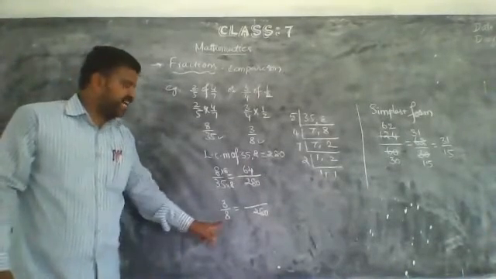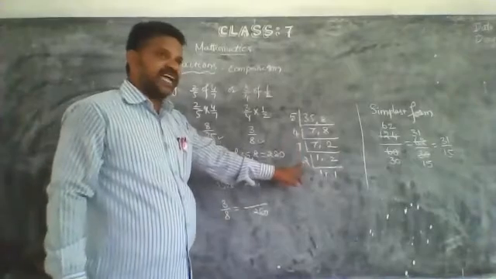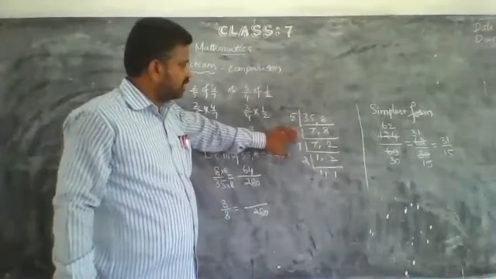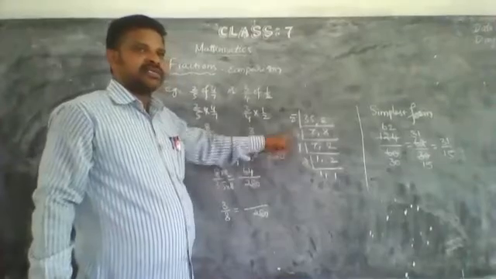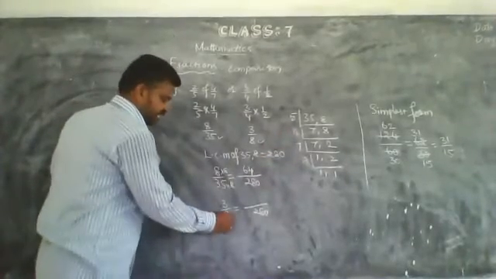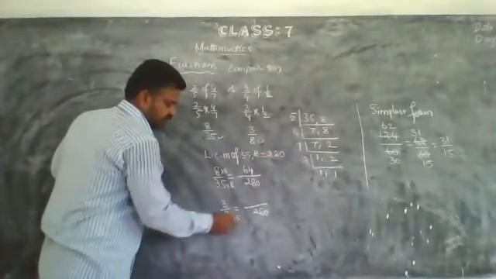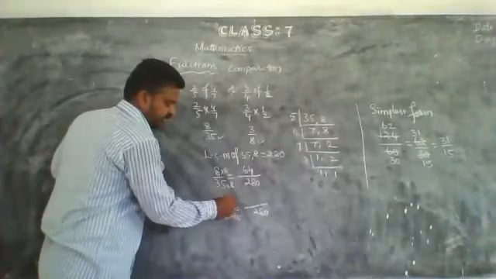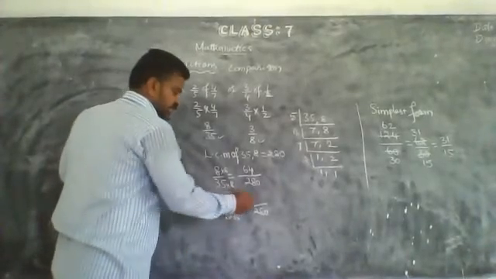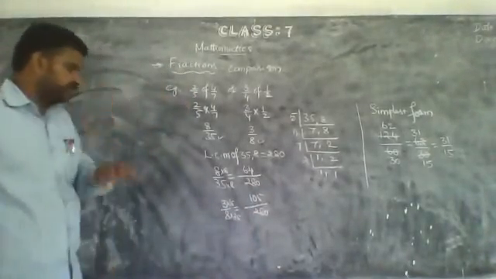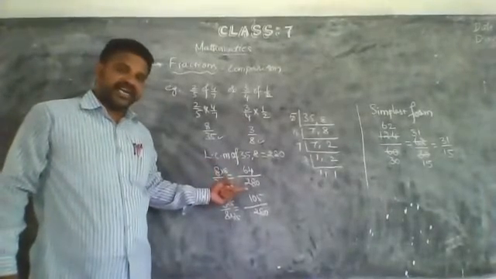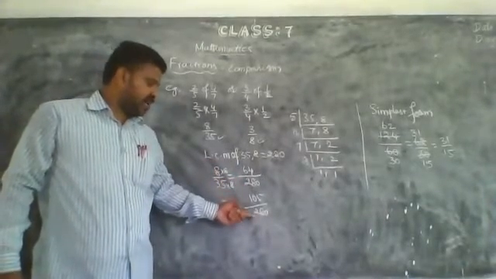Next, 8. 4 twos are 8. What numbers are left? 5 into 7, that we multiply here: 5 into 7 is 35. Here 3 into 35 equals 105. See, 64 by 280 and 105 by 280.